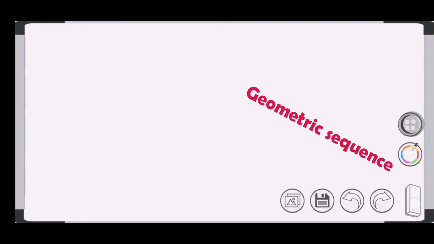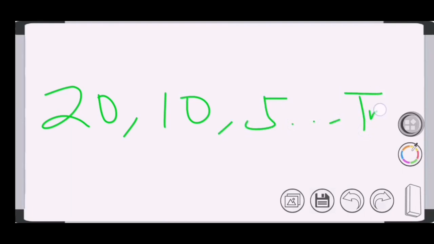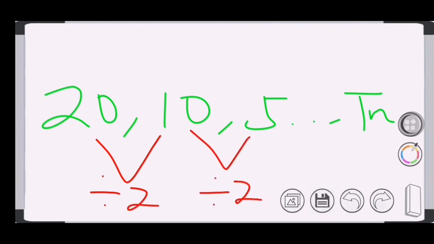Another example, 20. Then I have 10. I have 5. In that way, up to a certain term, we don't know. How are we getting our terms here? From 20 to 10, it's what? Divided by 2. 10 to 5, divided by 2. In that way, the next one will be 2.5, 5 divided by 2. That's how we get our next term.